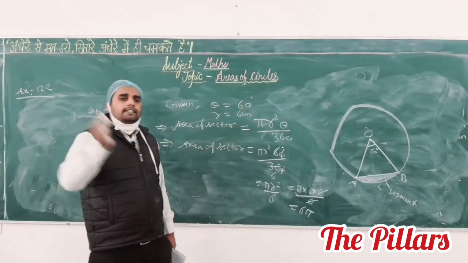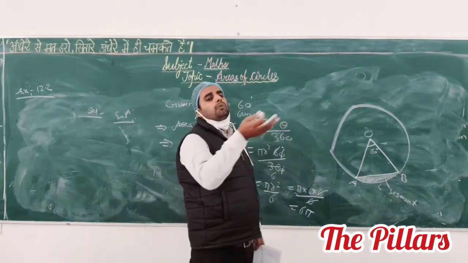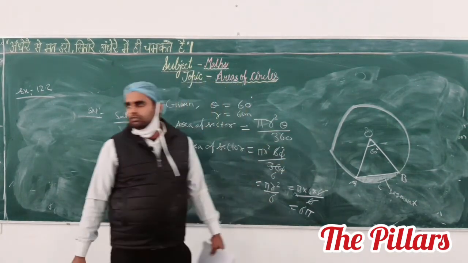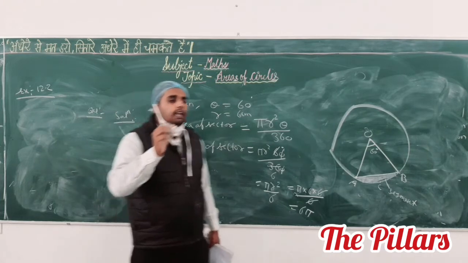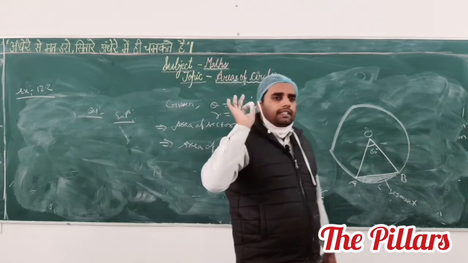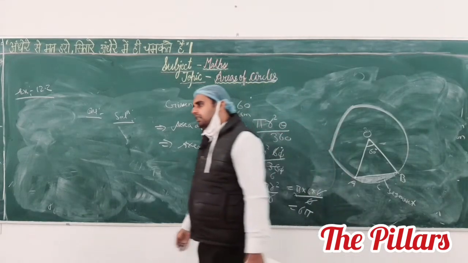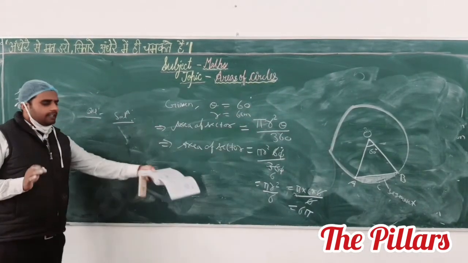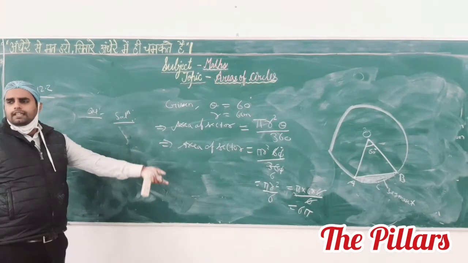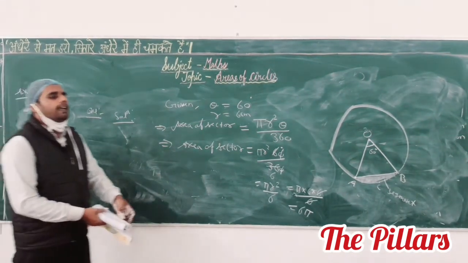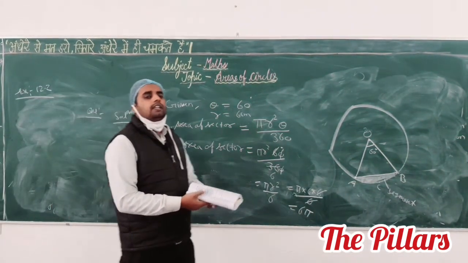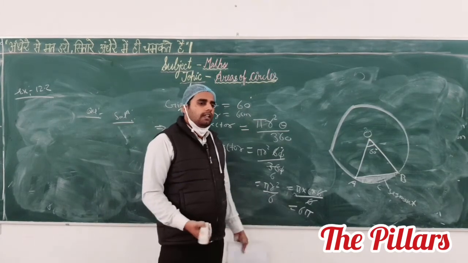If the examiner is interested, then you have to put the value of pi and get the result. And if the exam question says that you have to put the value of pi, or the value of pi is given, then you have to put the value of pi. This is the exact answer. And if you have the time, then you put the value of pi as 22 by 7 or 3.14.